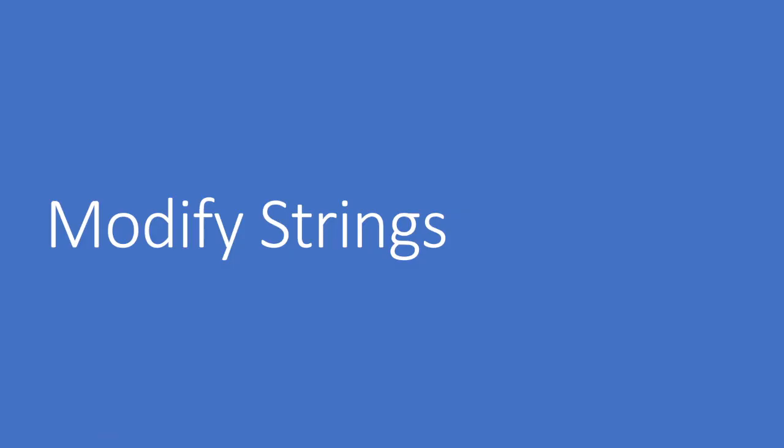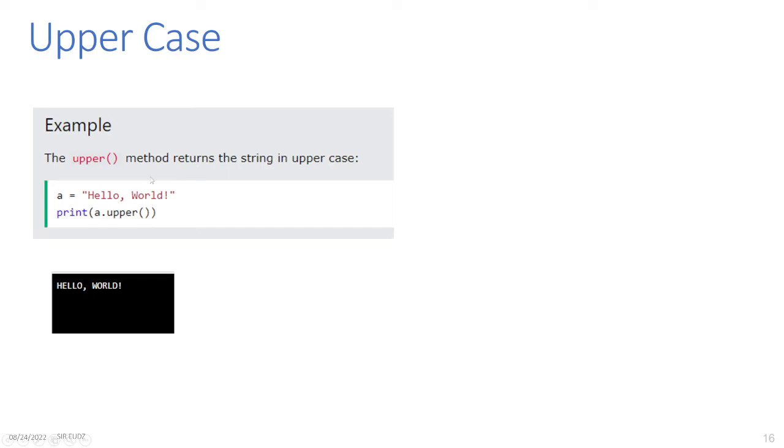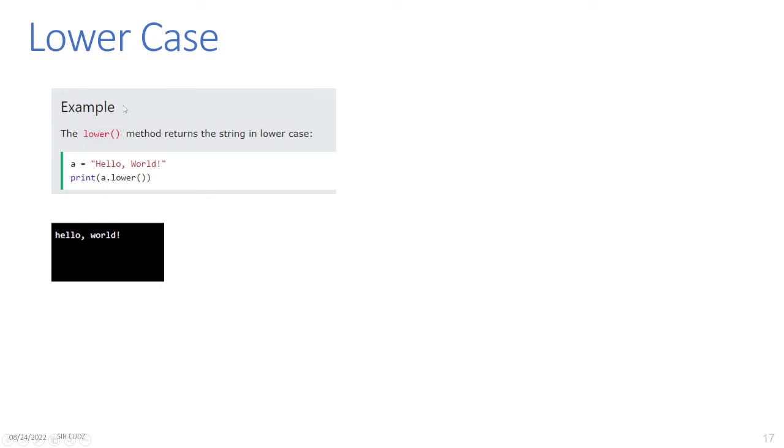Modify strings. So how do we modify strings? The upper method returns a string in upper case. So a equals hello world, print a dot upper, so we'll print hello world in uppercase. Lowercase: the lower method returns a string in lowercase. So a equals hello world, print a lower, we'll print hello world all in lowercase.